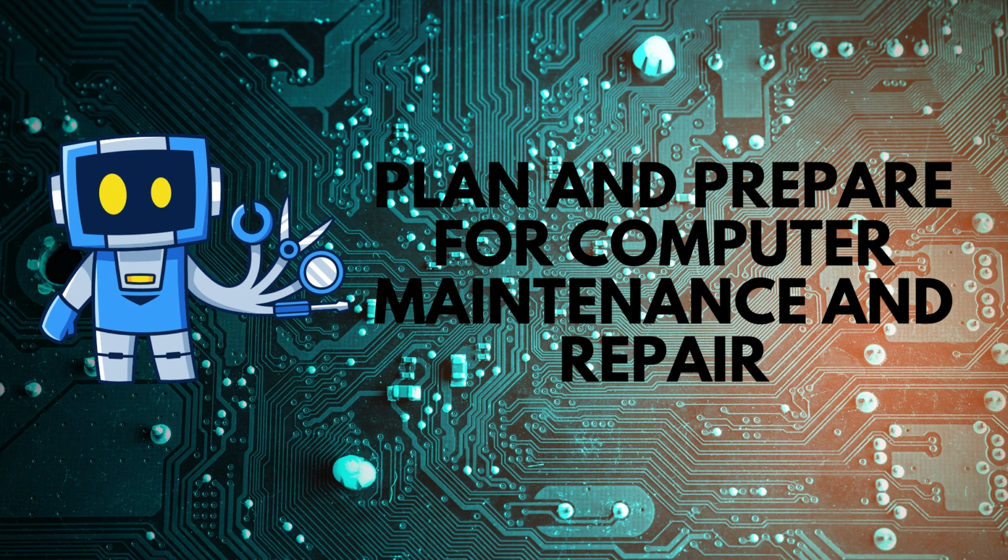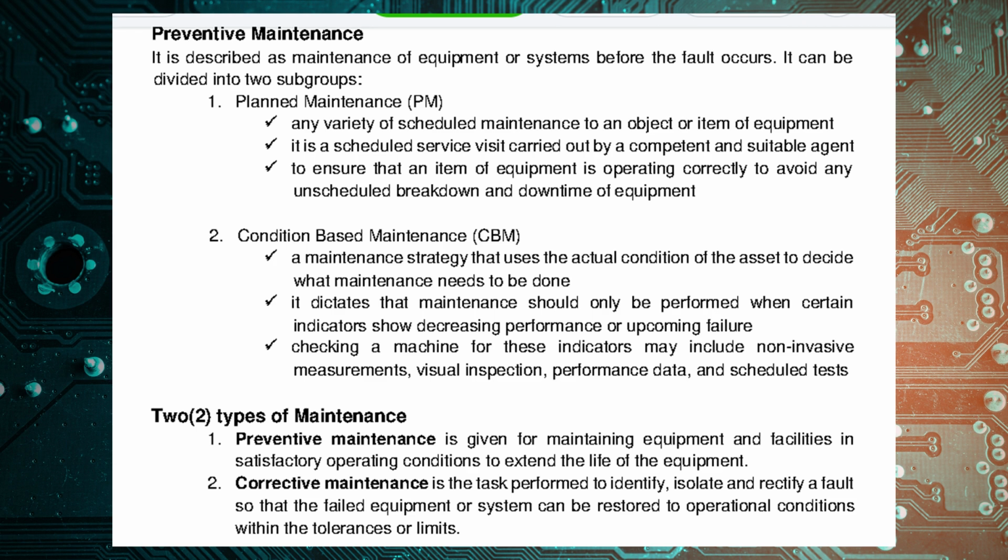Plan and prepare for computer maintenance and repair. Preventive maintenance is described as maintenance of equipment or systems before the fault occurs. It can be divided into two subgroups: planned maintenance and condition-based maintenance. Planned maintenance is any variety of scheduled maintenance to an object or item of equipment.